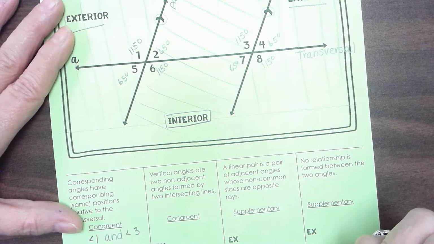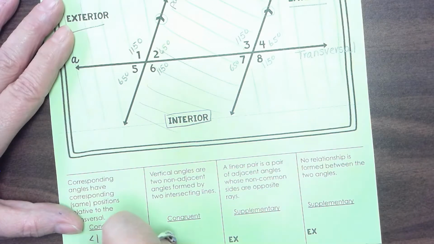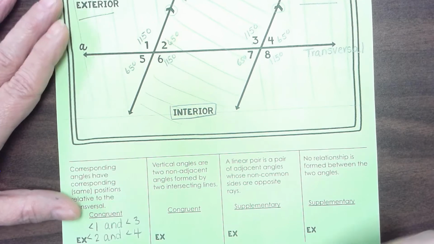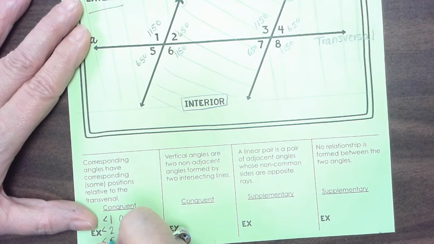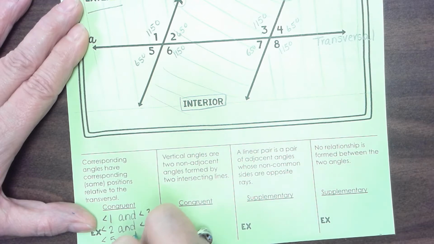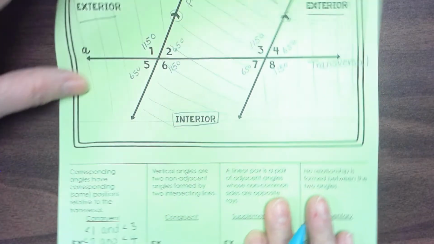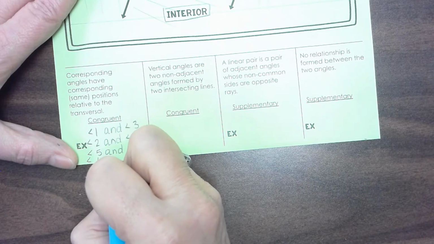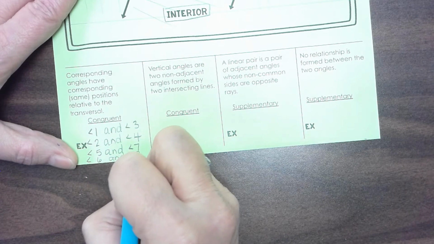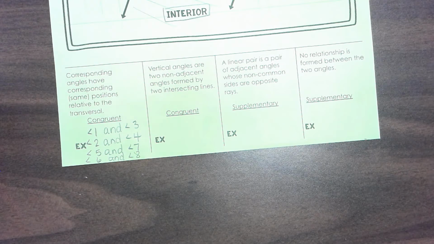We also have 2 and 4. They're to the right sides of the parallel lines. Then we can go down to the bottom and we have 5 and 7, and also angle 6 and angle 8. All of those are corresponding angles. They correspond to the same spot, different parallel line.